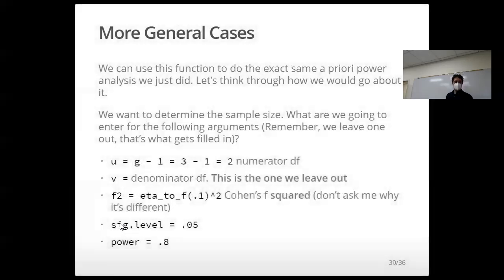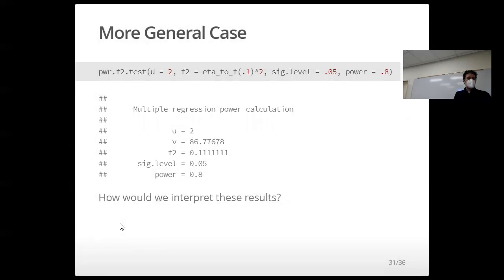The numerator degrees of freedom is G minus 1, so we put in G minus 1 because we know we have 3 groups. The denominator degrees of freedom, that's the one we leave out, because that's N minus G. For effect size, I'm going to do my eta to F thing again, but I'm going to square it, because it takes F squared for some reason. The other 2 stay the same. So this is going to be an equivalent analysis to the one we just did. I put everything in here. So how are we interpreting this result? This is what was output. How are we interpreting that?